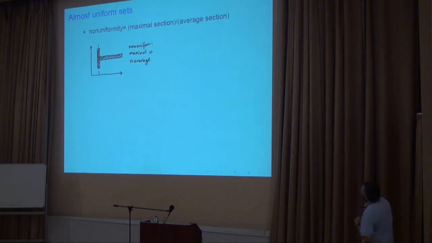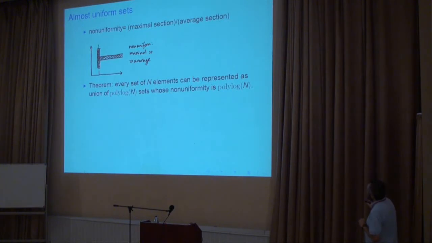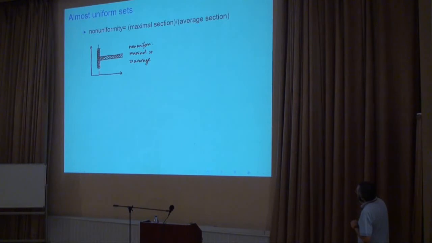move. There is another combinatorial example. Imagine we have a set of pairs. Let me first explain the definition. Here is this set of pairs, and this set is not uniform in the following sense. Most vertical sections are very small, so the average vertical section is also small, but some of the sections are very large. So non-uniform means that the maximal section is much bigger than the average section. And you can measure this by a number which is called non-uniformity.